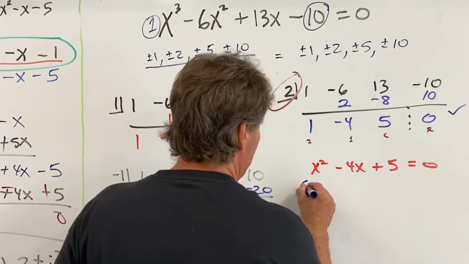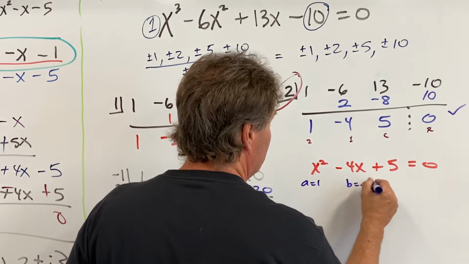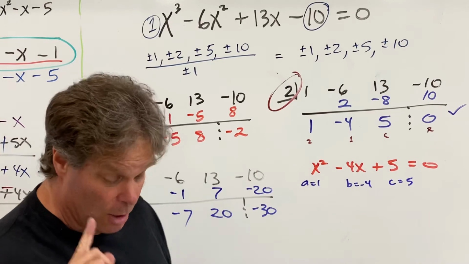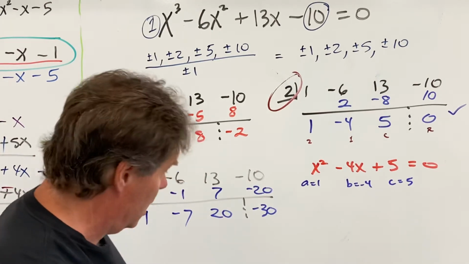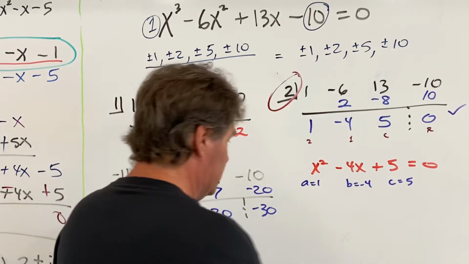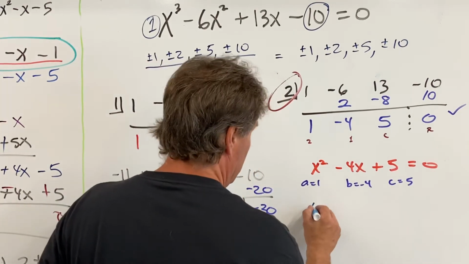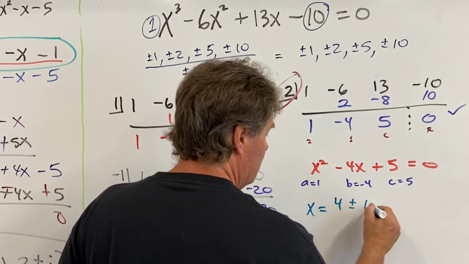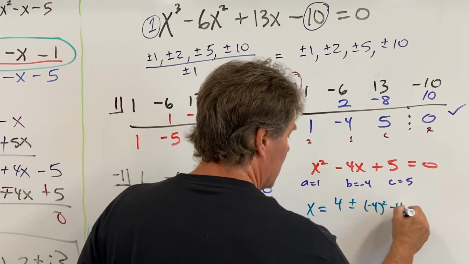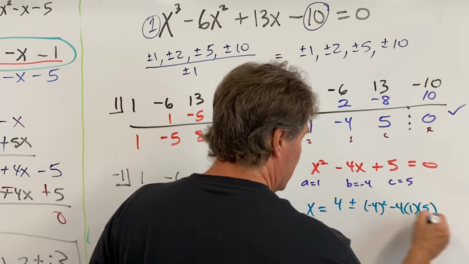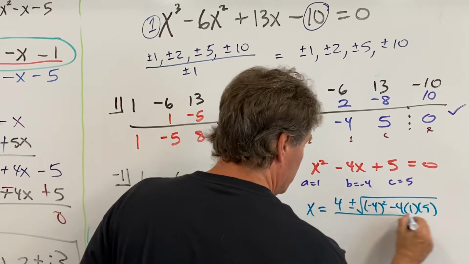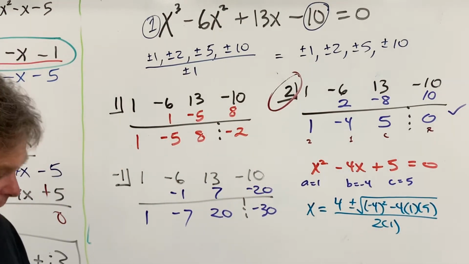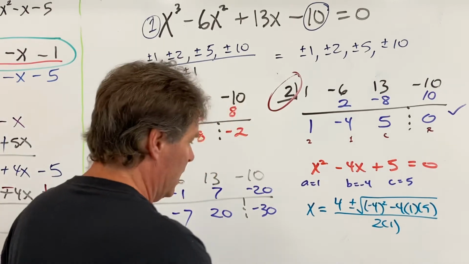So I'm going to have to go A is 1, B is negative 4, C is 5, and put them into the quadratic formula. Very important to know the quadratic formula. I hope you know it. You should know it. If you don't know it, learn it. X is opposite of B, so regular 4, plus or minus square root of B squared, so negative 4 squared, minus 4AC, 4 times 1 times 5, all over 2A, 2 times 1. All I did is plug numbers in for letters right there. Now I'm going to simplify.